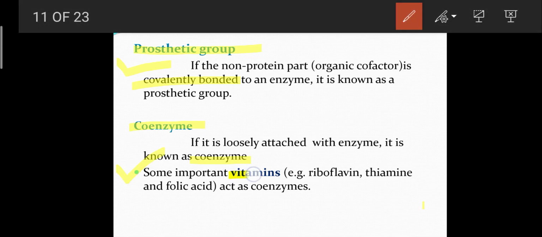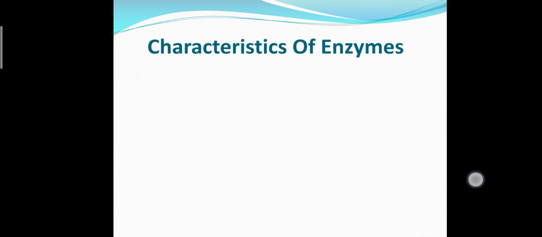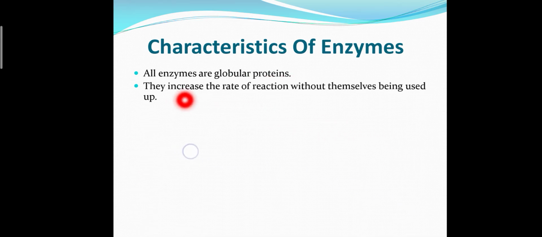Some important vitamins like riboflavin, thiamine and folic acid act as coenzymes. What are the main characteristics of enzymes? All enzymes are globular proteins. They increase the rate of reaction without themselves being used up.